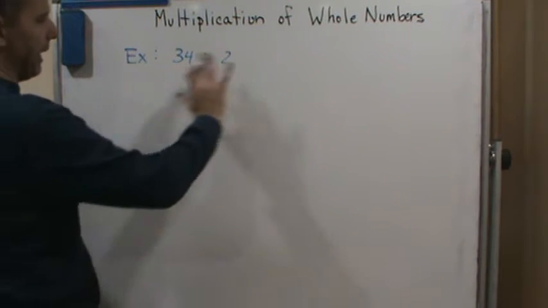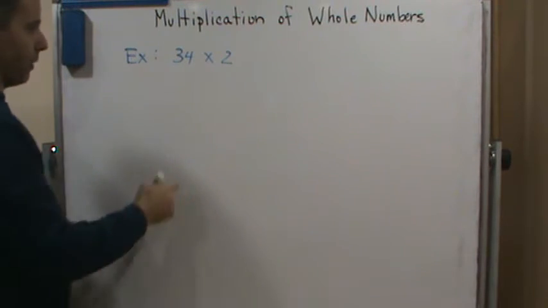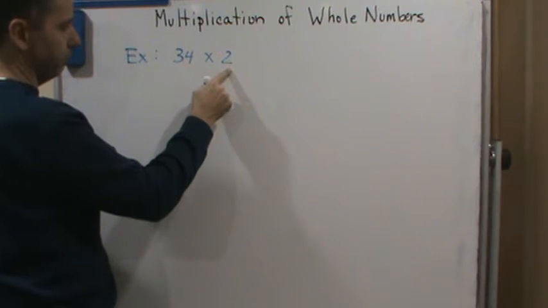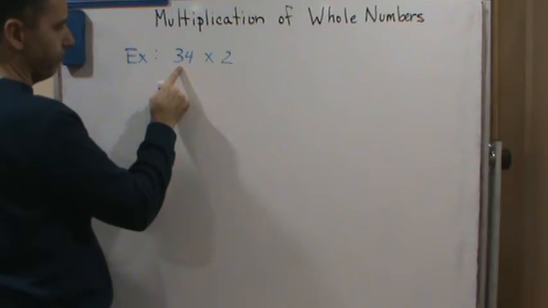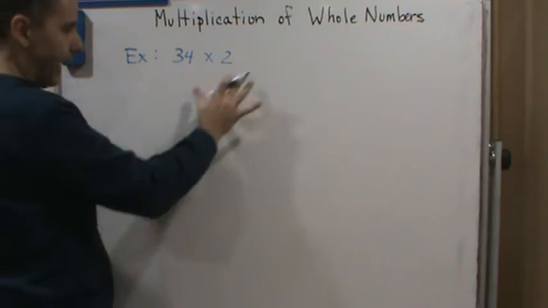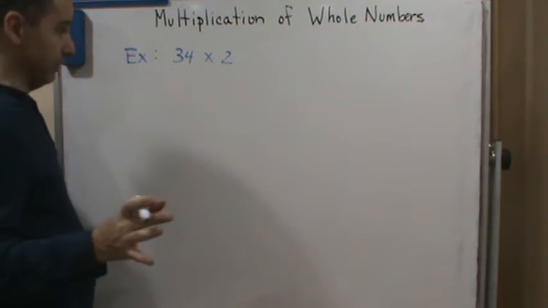So let's say we have this. First of all, I want to estimate. So I would round this number. Don't round this number, round this number. So this would be the same as 30 times 2, so this answer should be close to 60.